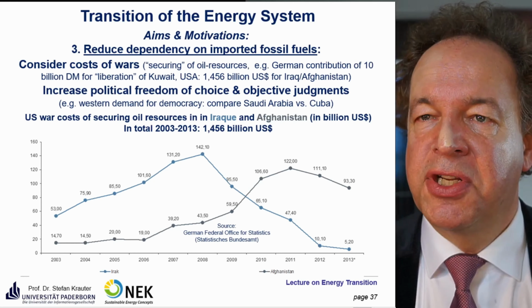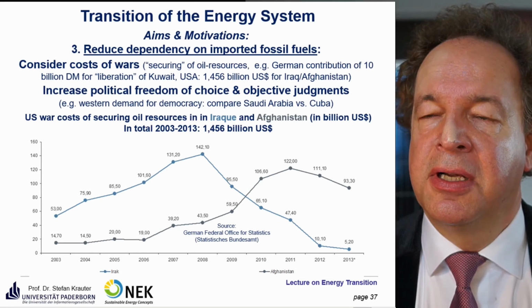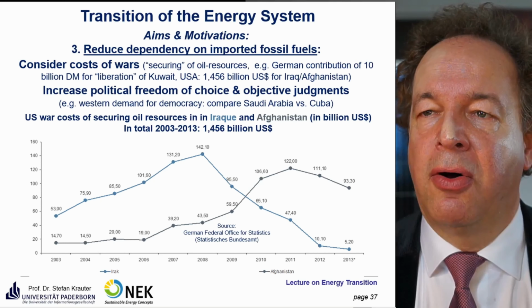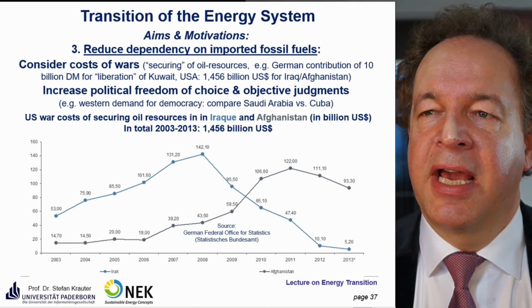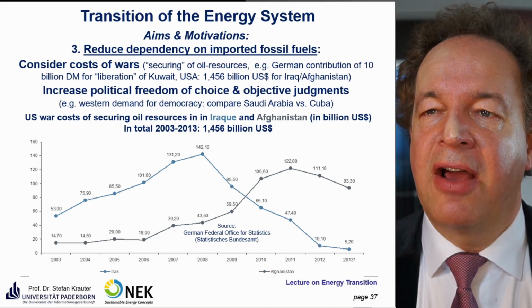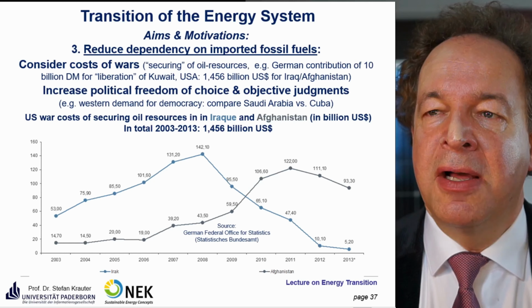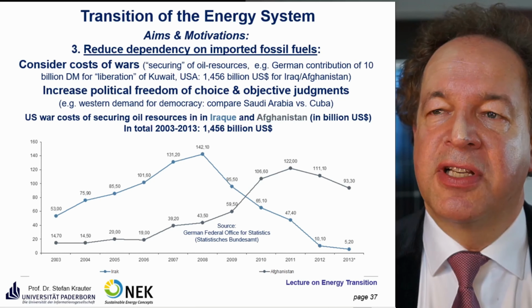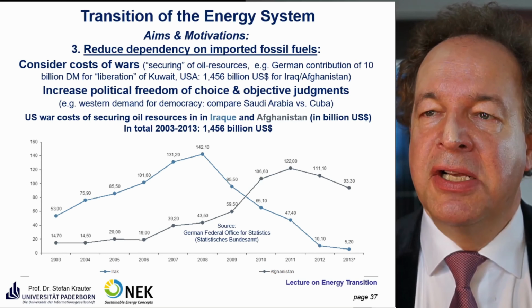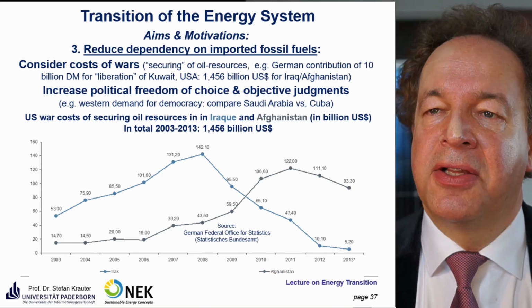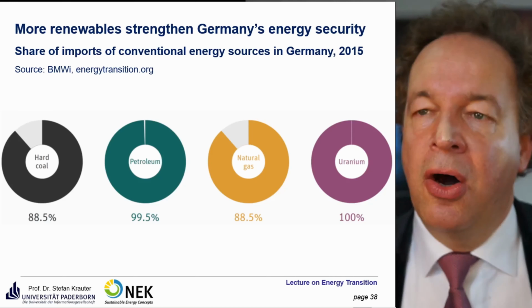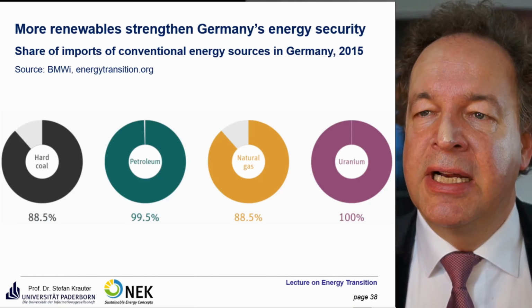Another effect which cannot be accounted directly into money: if you depend on fossil fuel, you always have to take care of the countries which supply fossil fuels. For example, Saudi Arabia. There's little complaint about the missing democracy there. If you compare it, for example, to Cuba, which doesn't have any oil, the pressure there is much higher than on Saudi Arabia. This shows the dependency on imported energy carriers.